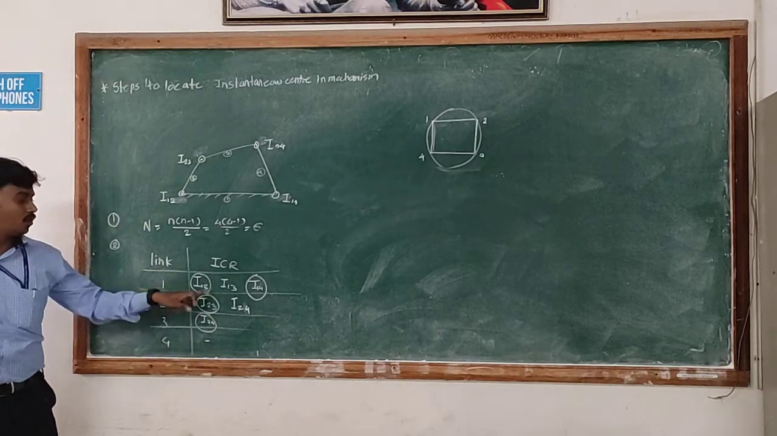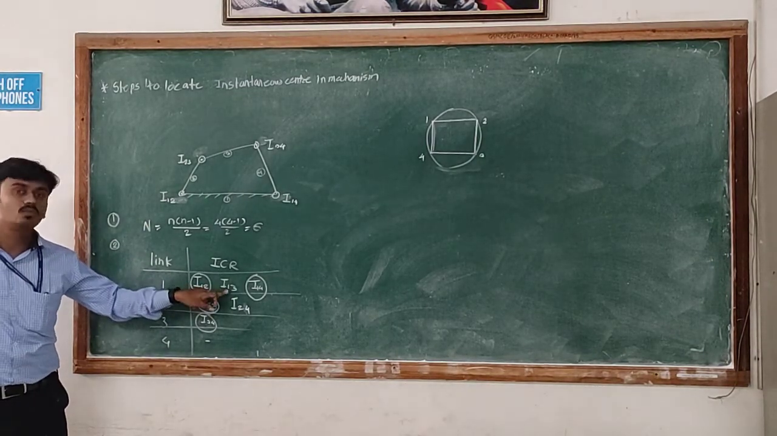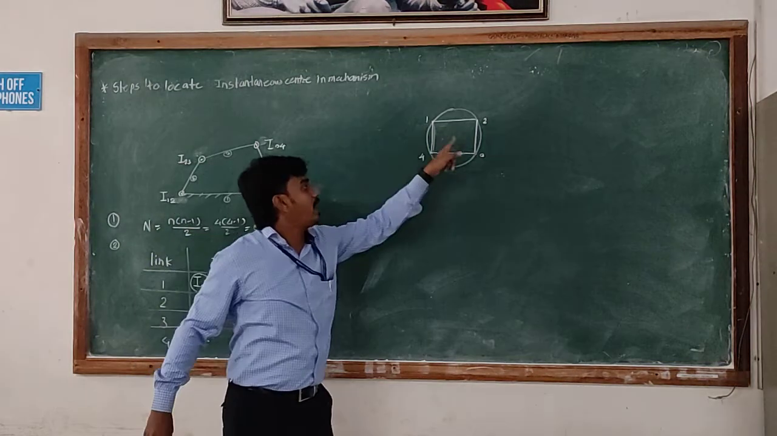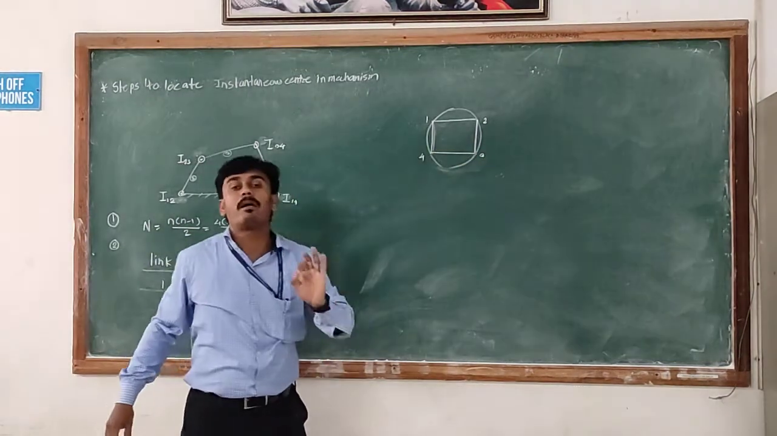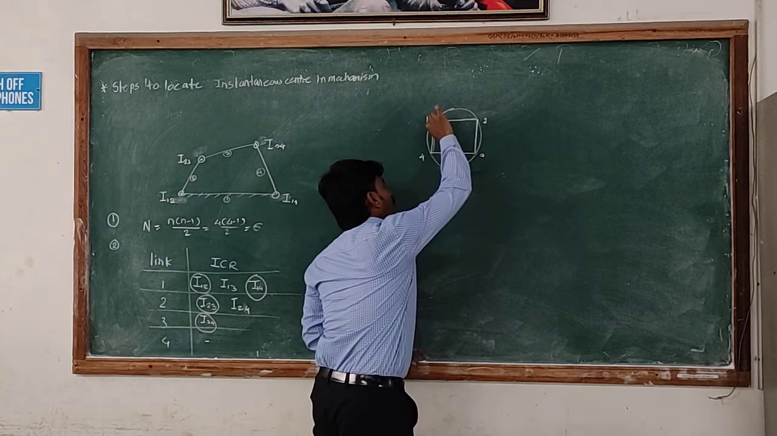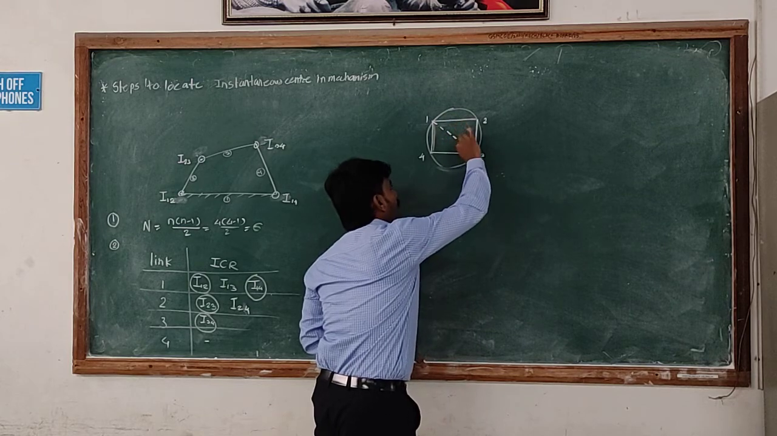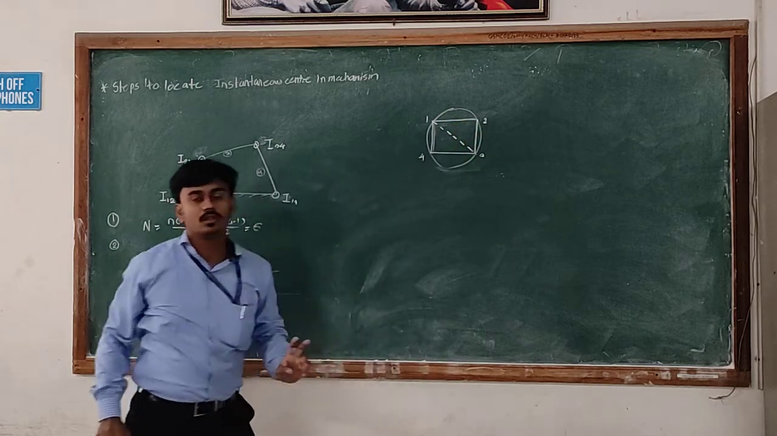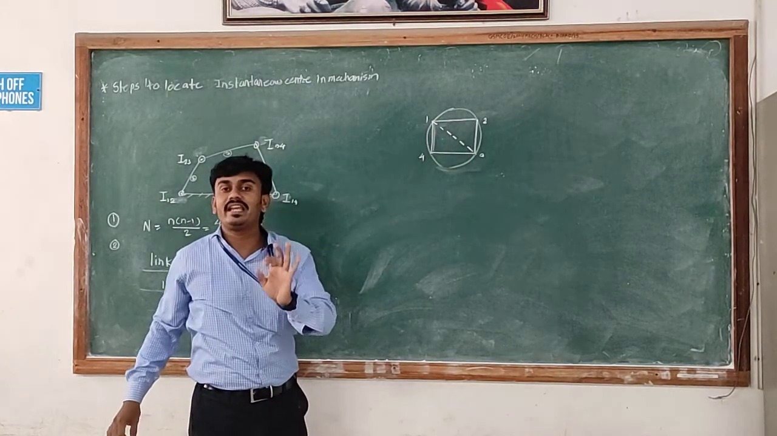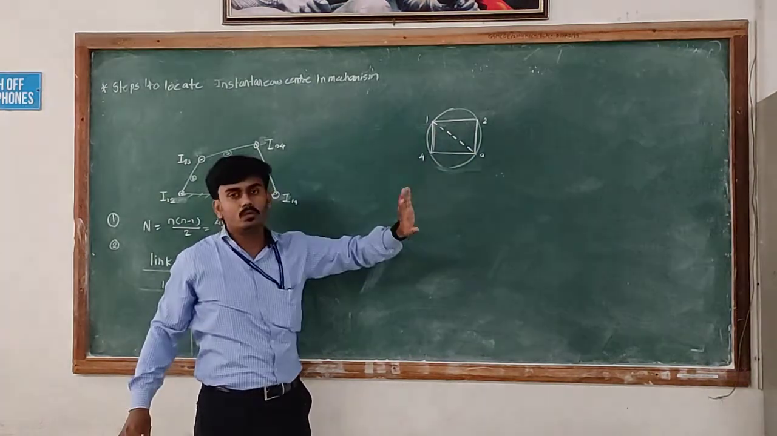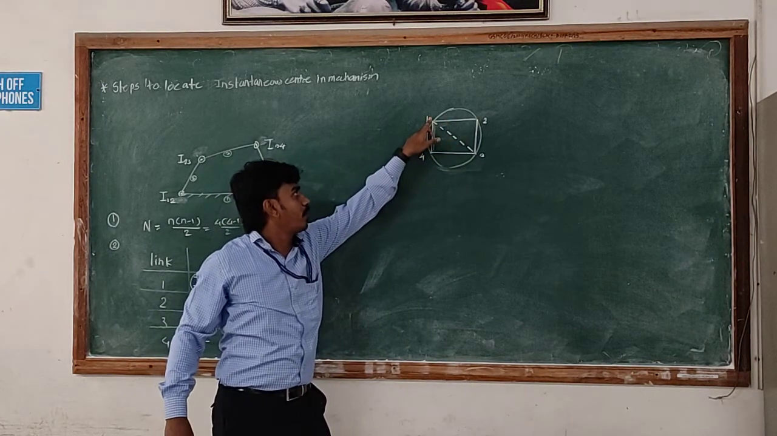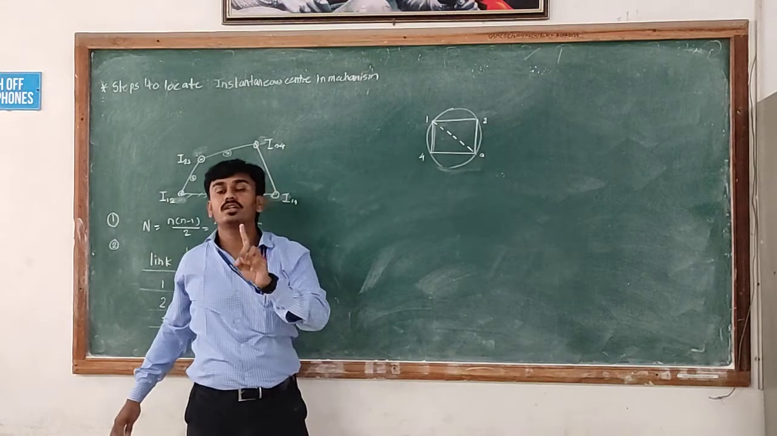Now we have to locate the instantaneous center I13. Join points 1 and 3 by a dotted line. Once we join 1 and 3, we will get 2 triangles.